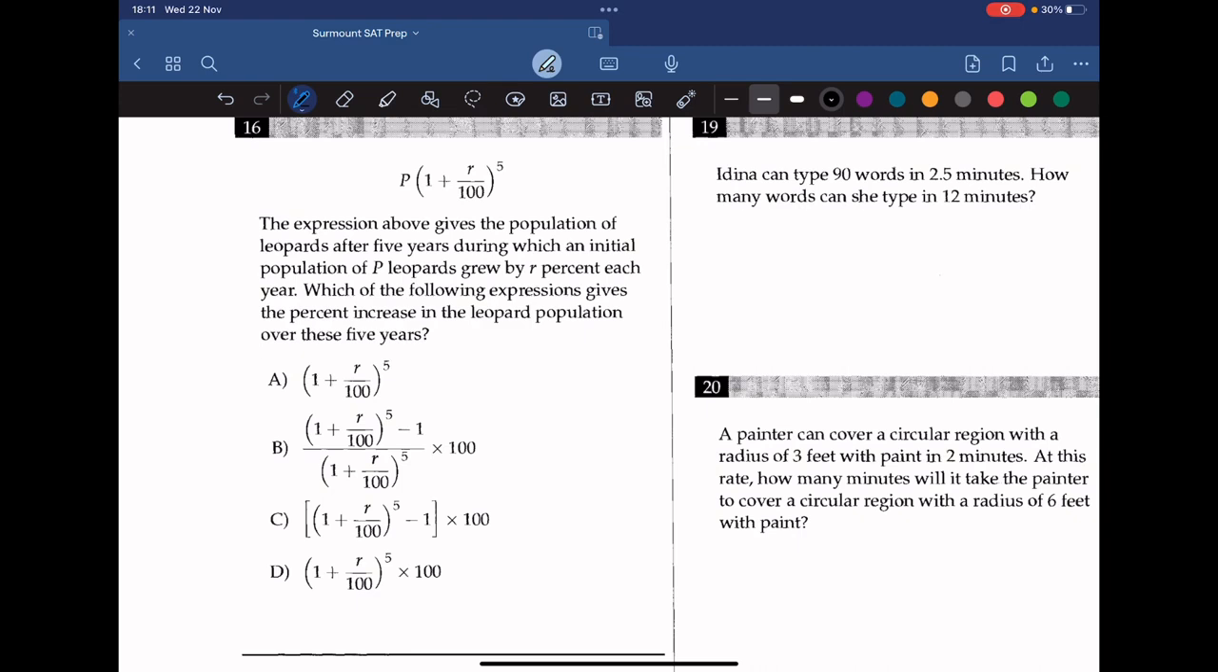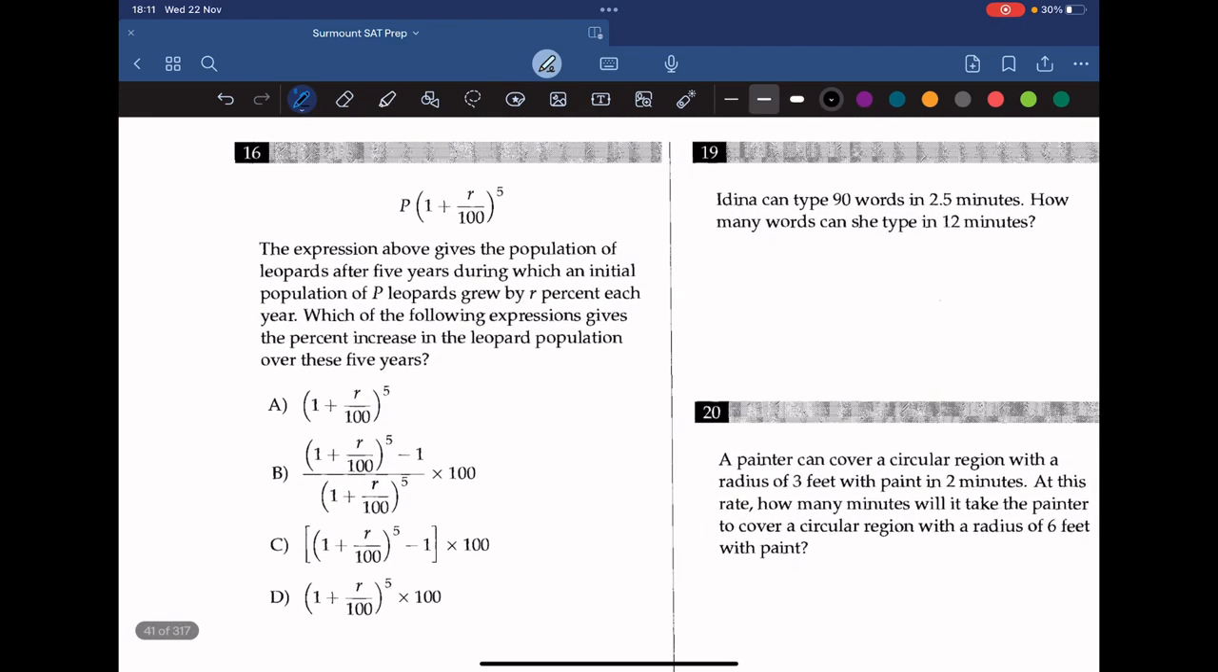Okay. So the percent change is the new minus the old over the old, times 100, right? So we can rewrite this as P(1 + R/100)^5 - P over P, times 100, which can be rewritten as ((1 + R/100)^5 - 1) times 100, which equals C.